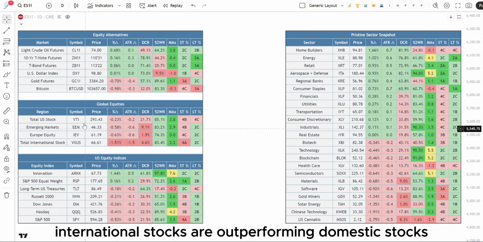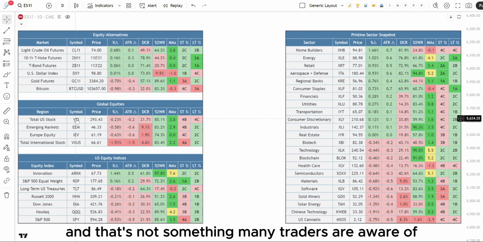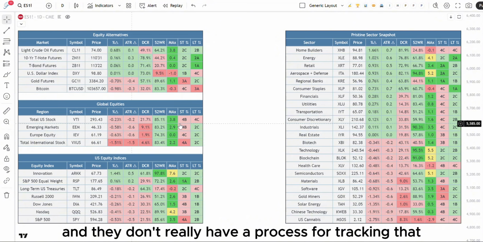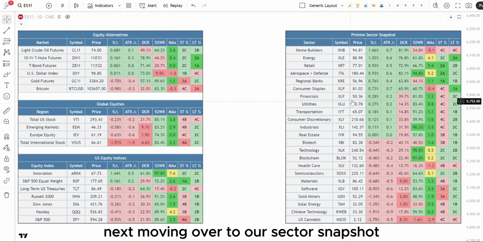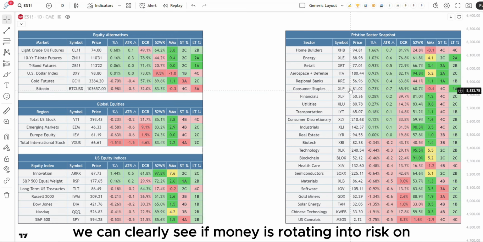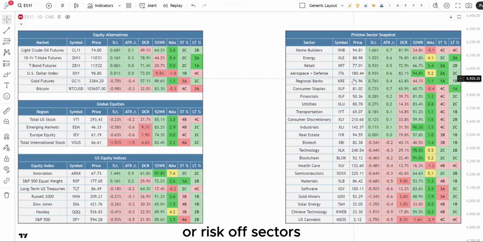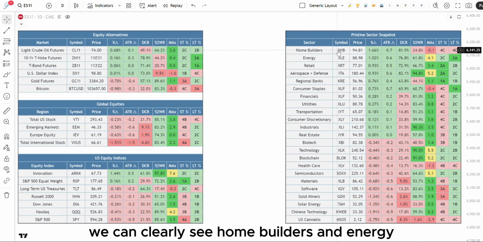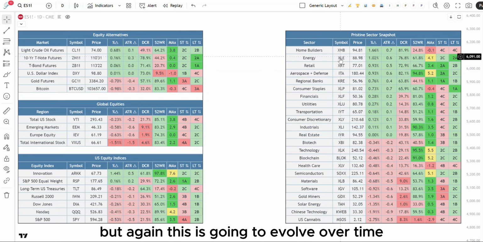International stocks are outperforming domestic stocks, and that's not something many traders are aware of, and they don't really have a process for tracking that. Next, moving over to our sector snapshot, we can clearly see if money's rotating into risk-on or risk-off sectors. So for example, for today, we can clearly see home builders and energy were leading this session. But again, this is going to evolve over time.